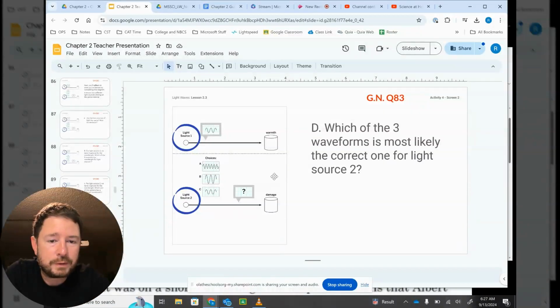D, which of the waveforms is most likely the correct one for light source 2? So we said B has the same wavelength as light source 1. C has the same wavelength as light source 1. So if light source 2 was B or C, we would expect the effect to be the same as light source 1 because it would be the same exact light. Because we know the effect is different, it causes damage instead of warmth, the wave has to be different.